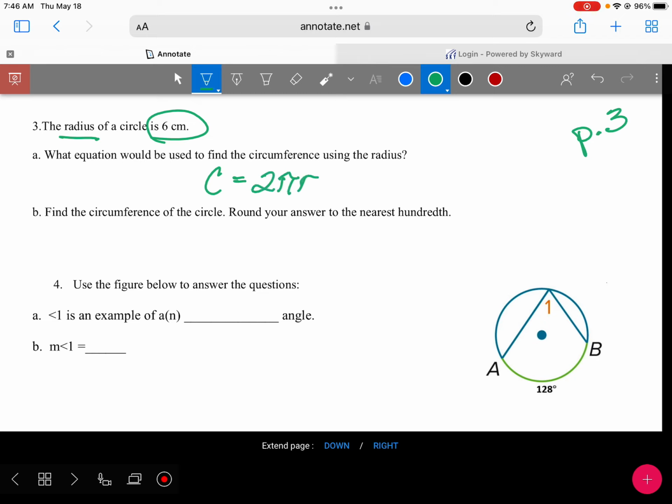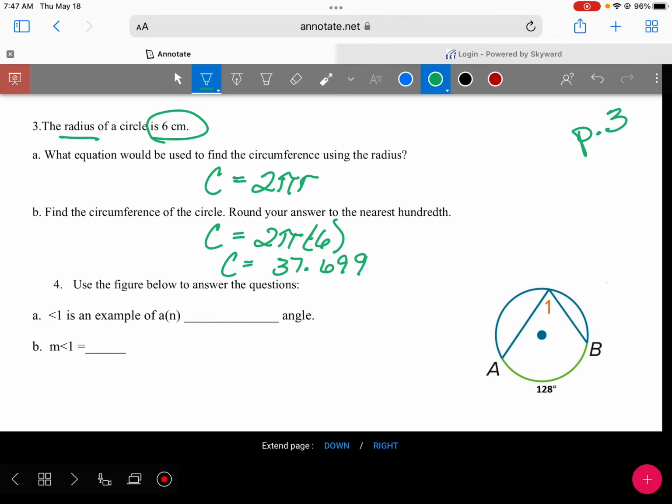All right. So C equals 2 pi r. Then it says find the circumference of the circle, round to the nearest hundredth. So C equals 2 times pi. Pi is a button on your calculator. Times r. What does r stand for? The radius, which is 6. They give that to you. So multiply on your calculator 2 times pi times 6 and give me 3 decimals. 37.699.